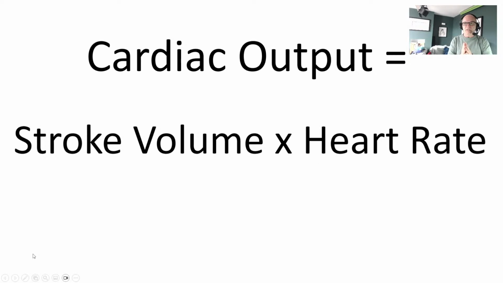So the first thing you need to know is cardiac output. Cardiac output is stroke volume times the heart rate. So essentially, cardiac output is how much blood the heart ejects every time it beats, and this is per minute. So heart rate, we understand how fast the heart is pumping. So let's say our heart rate is 70 beats per minute.